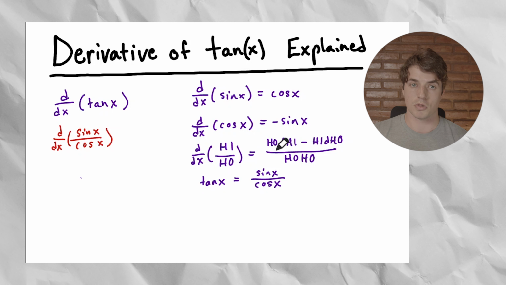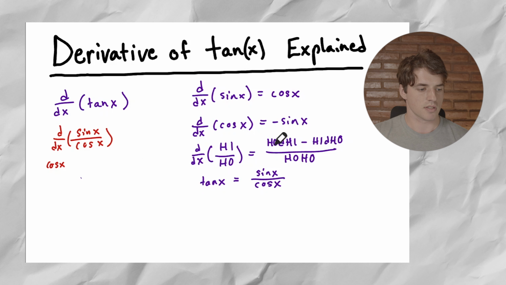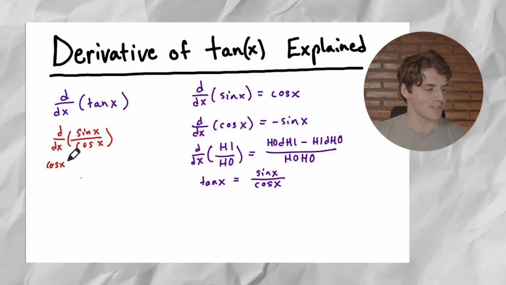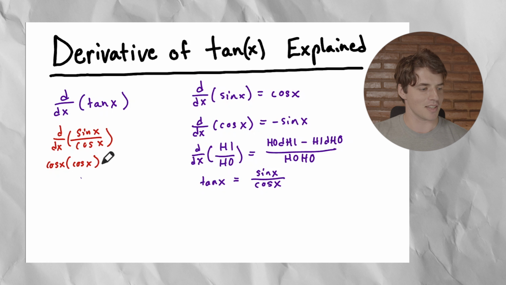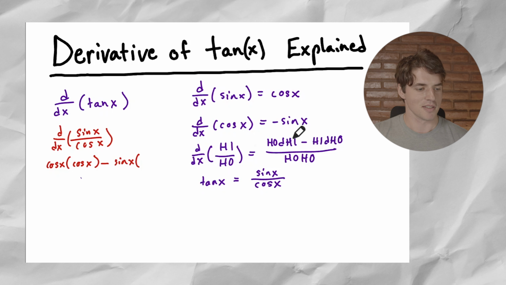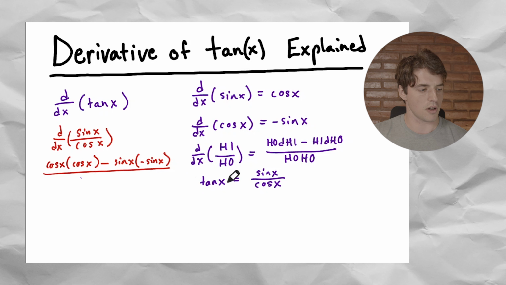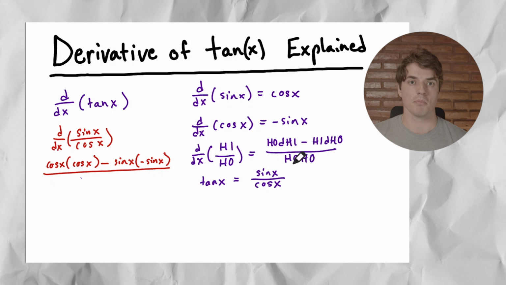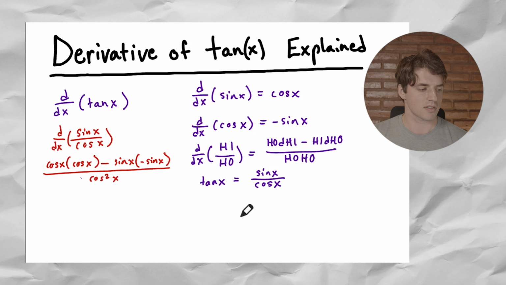Okay, so starting with this identity, we have the derivative of sine of x over cosine of x. And then using the quotient rule, we have the bottom, cosine of x, times the derivative of the top, which is cosine of x, minus the top, sine of x, times the derivative of the bottom. Derivative of cosine of x is negative sine of x. Negative sine of x, all over the bottom multiplied by itself. So we have cosine squared of x.